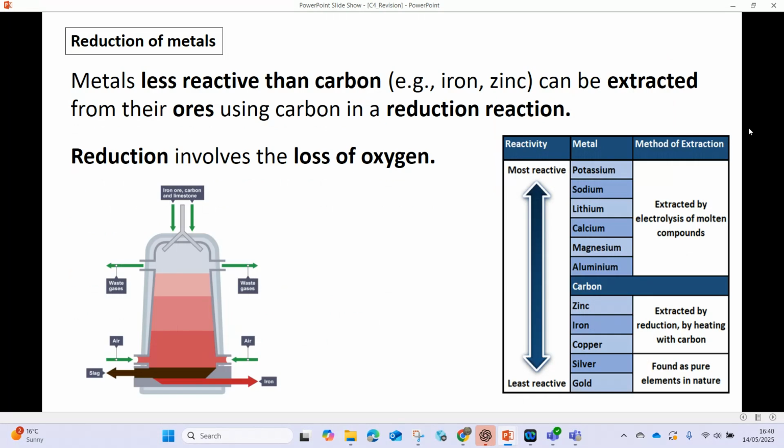When we want to extract metals, the cheapest way to do that and the easiest way is to use reduction. But you can only use this with metals which are less reactive than carbon. For example, iron and zinc. And they can be extracted from their ores using carbon in a reduction reaction. So this often involves a furnace, as you can see in the diagram there, which you have to heat up. And you put your ore in with some carbon, and what you should be able to extract is the pure metal from that ore. This is because reduction involves the loss of oxygen.